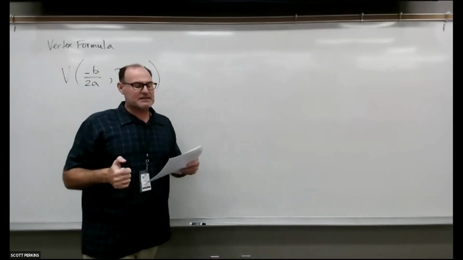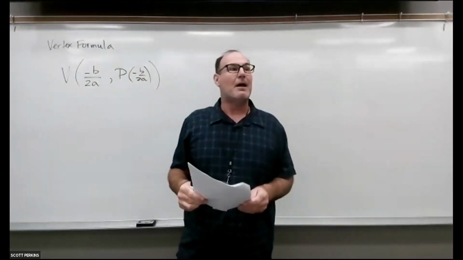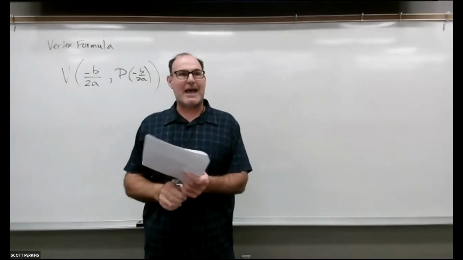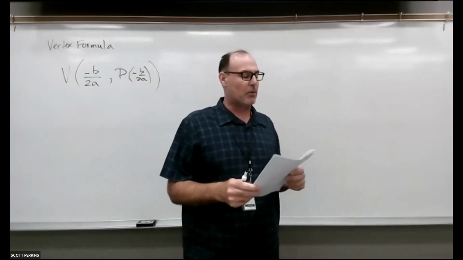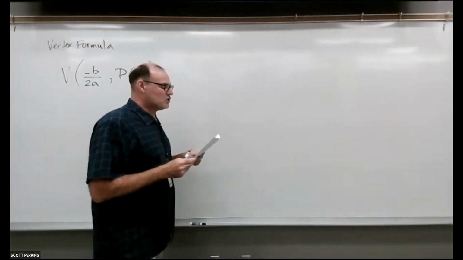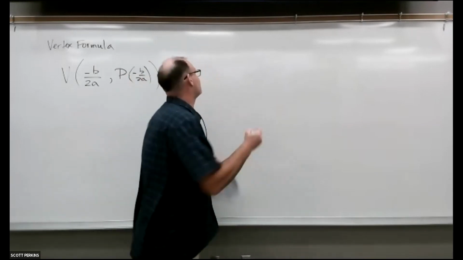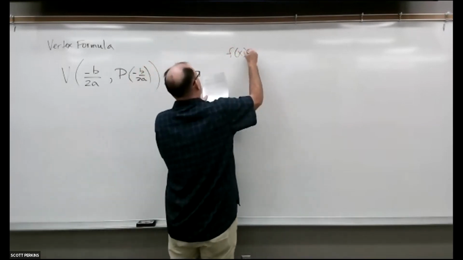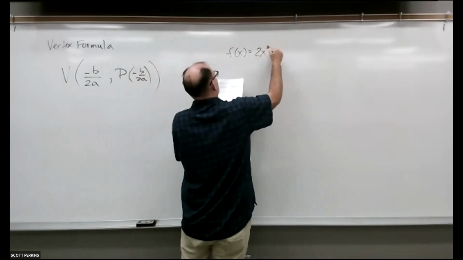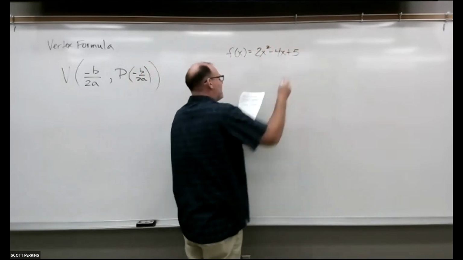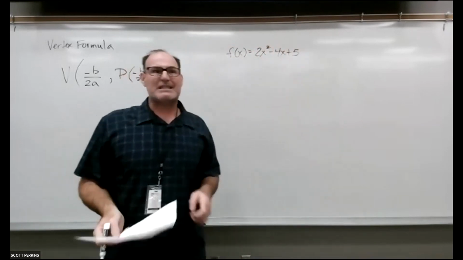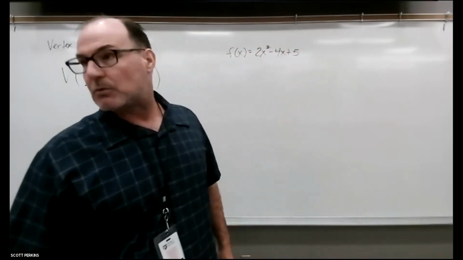So I'm going to do the first example, you're going to do the second example, and then we're going to call it a day on this section, and we're going to start section 3.3. So the first example says use the vertex formula to find the vertex of this. F of x is equal to 2x squared minus 4x plus 5. And then when we're done with that, we're going to determine what is the maximum or what is the minimum value of this function.